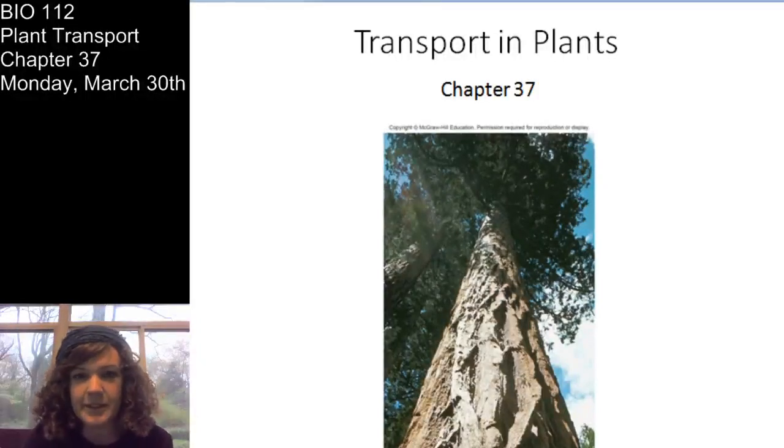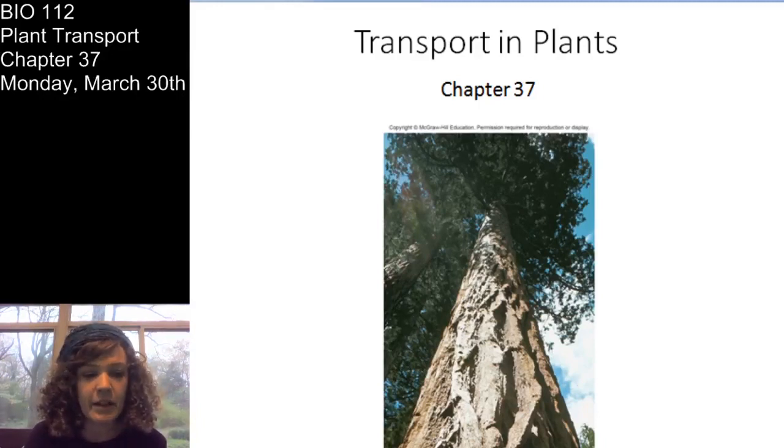Okay, party people, let's talk about plant transport. So today we are only going to talk about plant transport. I'm not going to go on to another chapter, so it may be a little short. That's okay, just to make it easy.